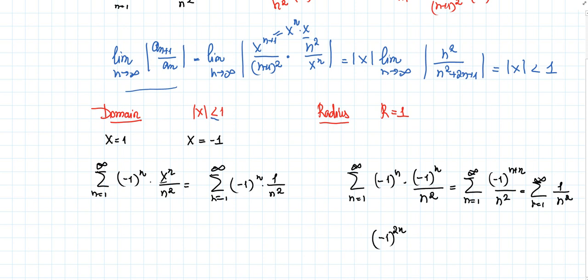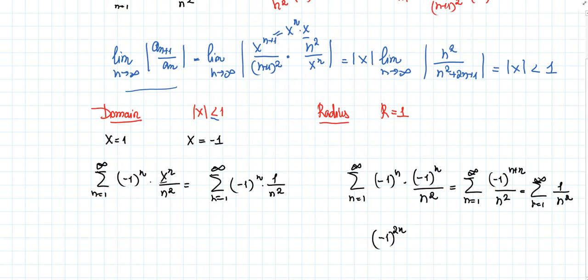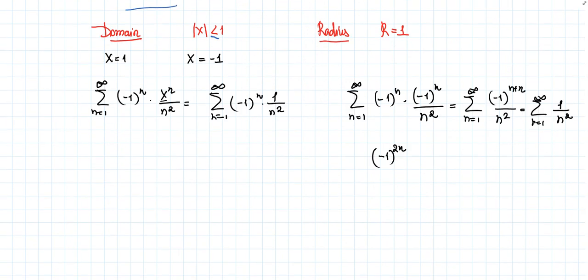Okay? So let's go to the second problem. In the second problem, we're given a function, cosine of x. We need to expand this in the Taylor series when the center is equal to pi, right? So we need to expand the cosine of x.